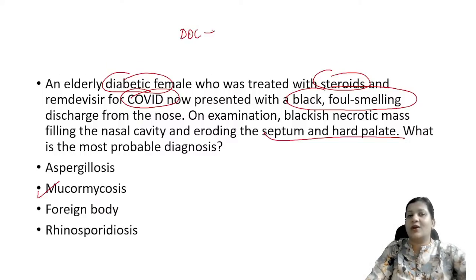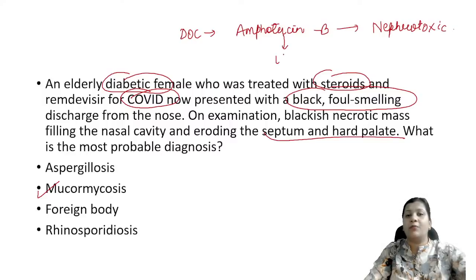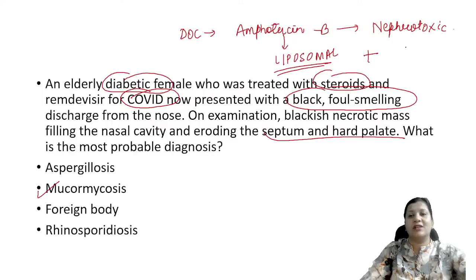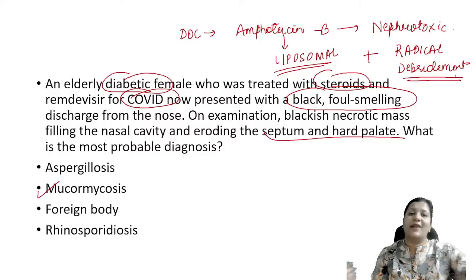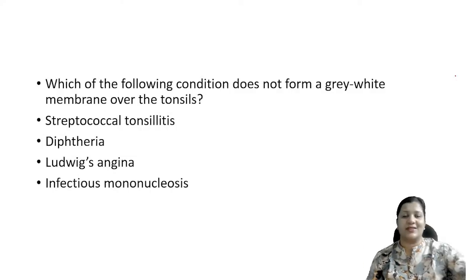The drug of choice for mucormycosis is amphotericin B. Typically, amphotericin B is extremely nephrotoxic. And hence, we don't give the lyophilized form, we give the liposomal form of amphotericin B. So the drug of choice is liposomal amphotericin B plus radical debridement of the tissue. So you have to debride the tissue to its maximum. So radical debridement plus amphotericin B is the drug of choice.